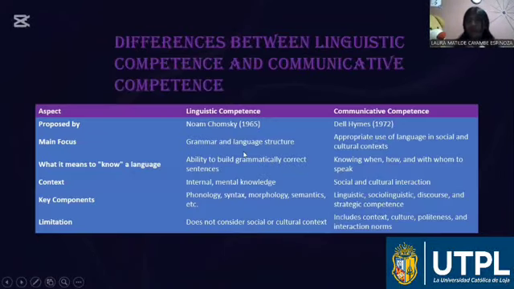Difference between linguistic competence and communicative competence. Here we can see the difference between these two concepts. Concept one, concept two. Well, linguistic competence focuses on rules and structure, while communicative competence focuses on the actual use of language in social interaction, considering cultural and contextual aspects.